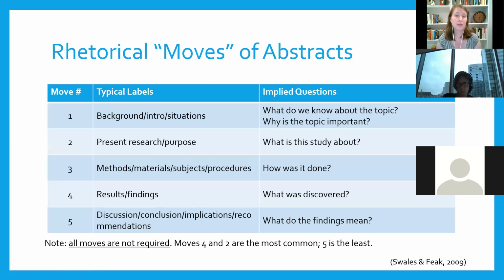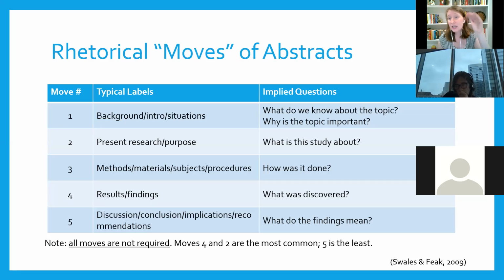So there are 5 rhetorical moves of abstracts. What I mean by a move is something that an abstract actually does. Now, I do want to note there are 5 possible rhetorical moves, but not every abstract is going to include all of them. And in fact, number 5 here is the least common move, okay?